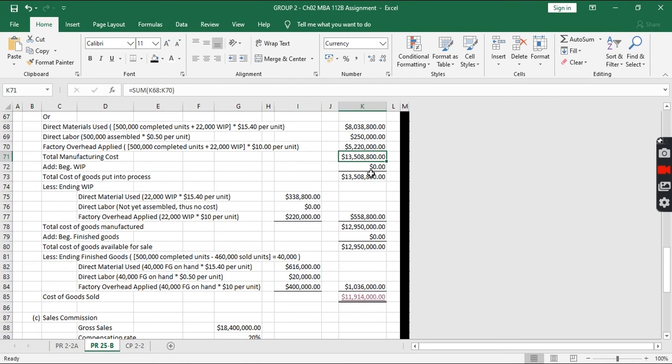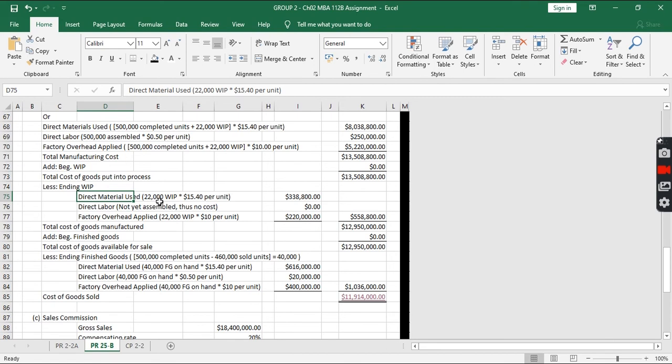13,508,800. Since we don't have a beginning work in process inventory, our total cost of goods put into process and our total manufacturing cost are equal. For our ending work in process inventory, we simply have to assign costs depending on their state. For direct materials used, direct materials are added in the beginning, so we can assign direct materials used for all the work in process.